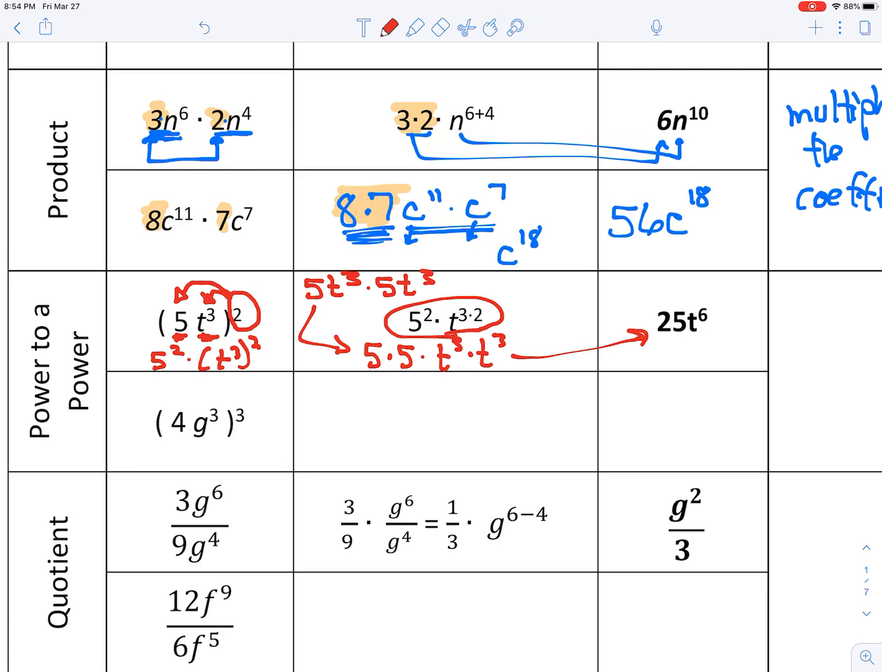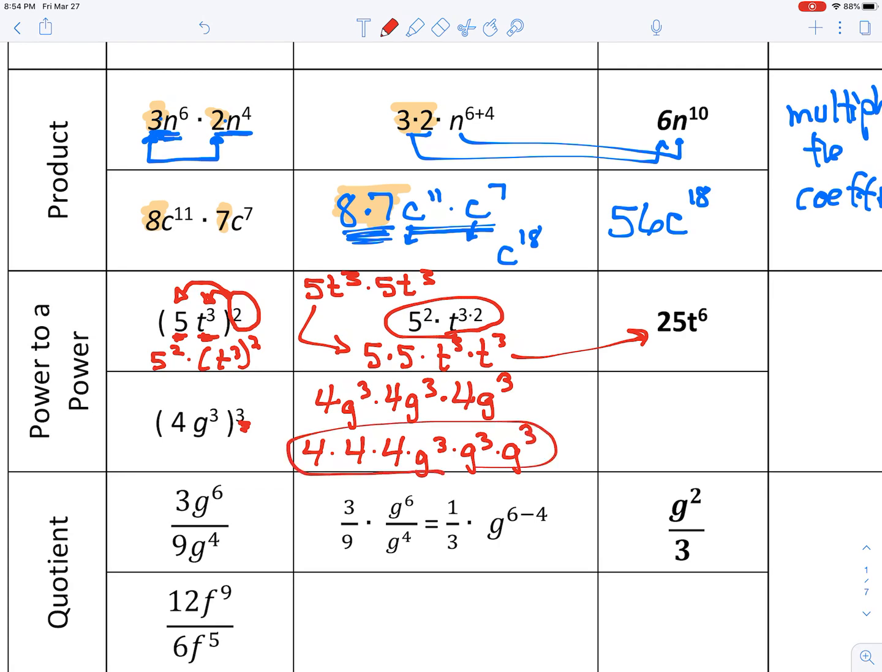4g cubed to the 3rd power. Since this is a 3rd power, it's okay to write it out. If it was like 7 or 8, that would be a little tedious, and hopefully I'd know the shortcut before then. But I'm just going to go, okay, that's 4g cubed times 4g cubed times 4g cubed. I've got some variables, these coefficients there. I'll gather them. That's 4 times 4 times 4, or 4 cubed. And this is g cubed times g cubed times g cubed.